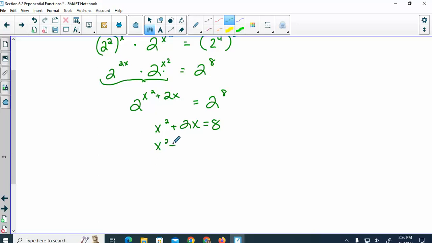Quadratics, we always set equal to 0. What multiplies to -8 and adds to +2? So we get x to be -4 and 2.